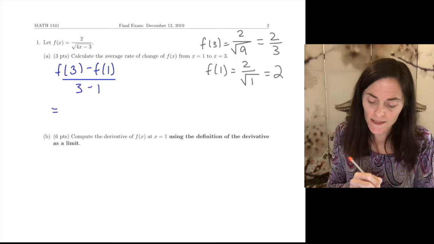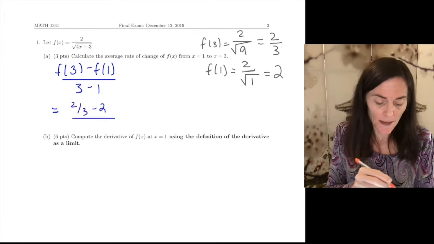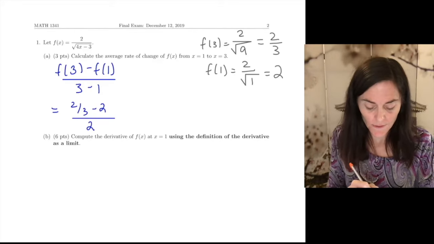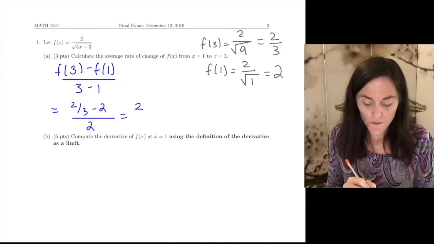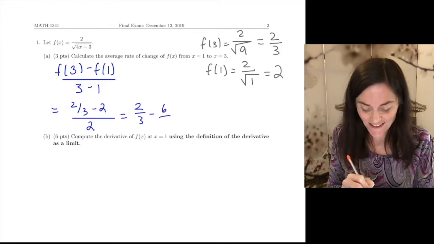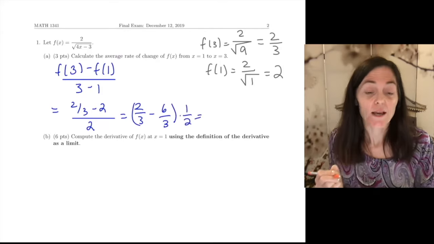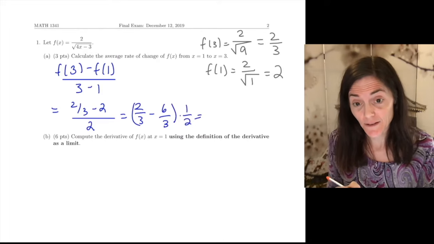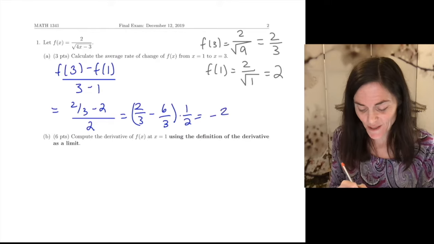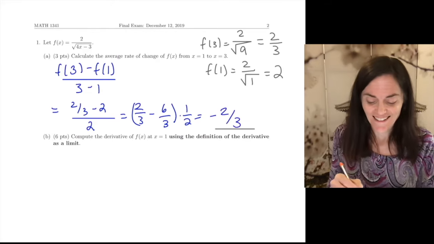So here, this is 2/3 minus 2 divided by, well, 3 minus 1 is 2. So this is 2/3 minus 6/3 times a half. This is negative 4/3 times a half. This is negative 2 over 3. So this is the answer here for part A.